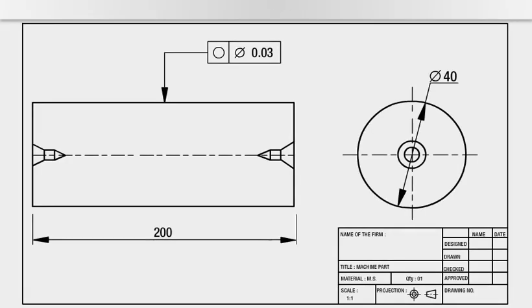Circularity. It is a condition of workpiece to control roundness of circular surface. Now, refer drawing to read circularity. It is represented by this symbol. In the drawing, circularity tolerance limit is 0.03 mm.